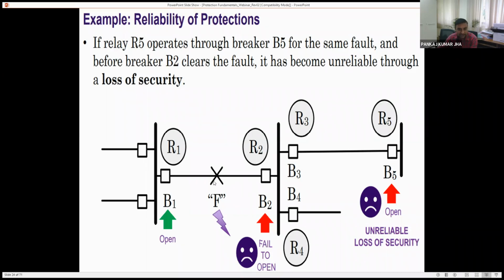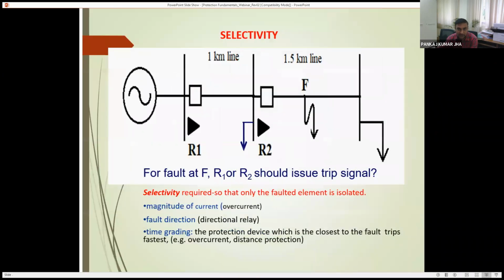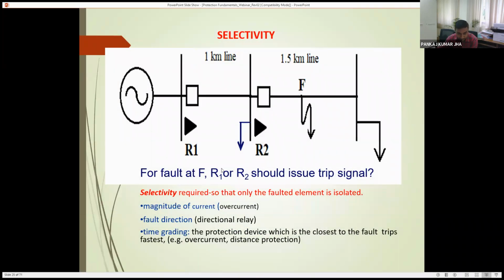There are large scale disturbances. This line will be isolated and this line will also be isolated, and this is not desirable, because even if only these two breakers open, your fault will be isolated. So this is loss of security. So the two concepts, loss of security and loss of dependability, or security and dependability combined together, form the reliability. Now what is selectivity?